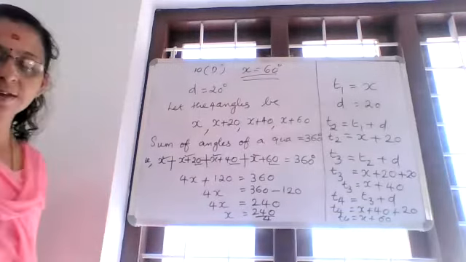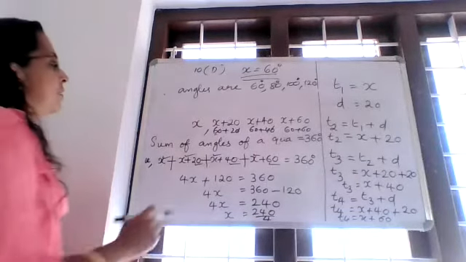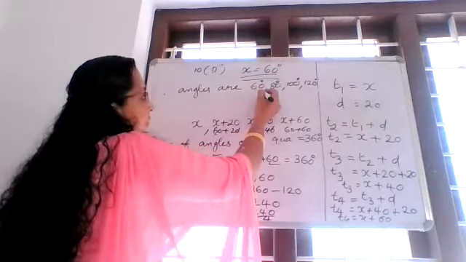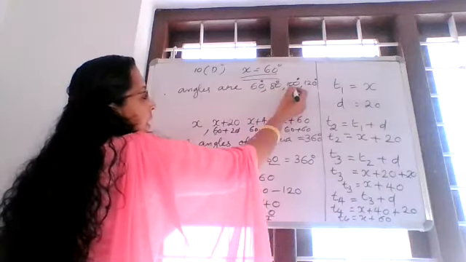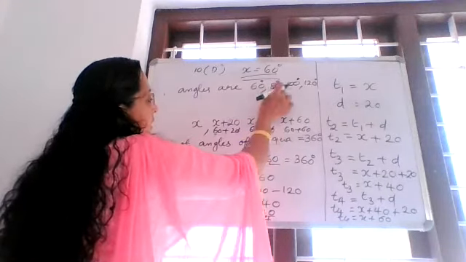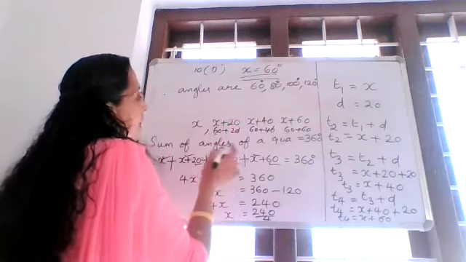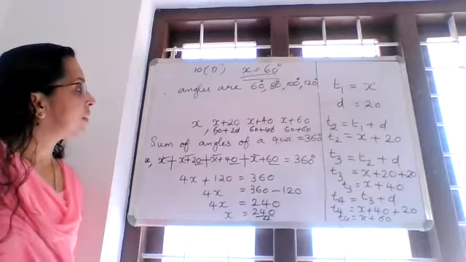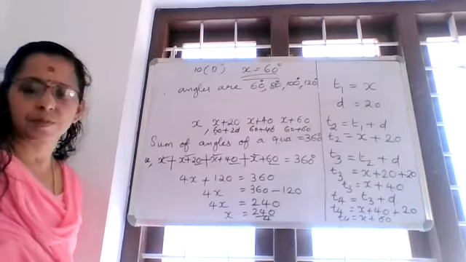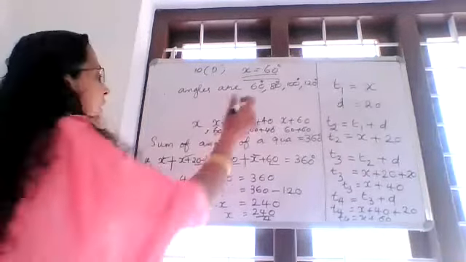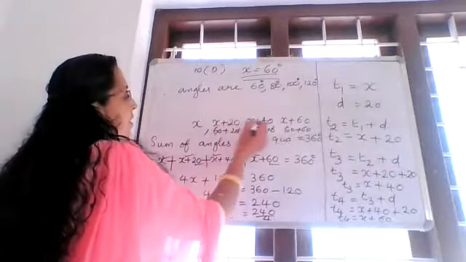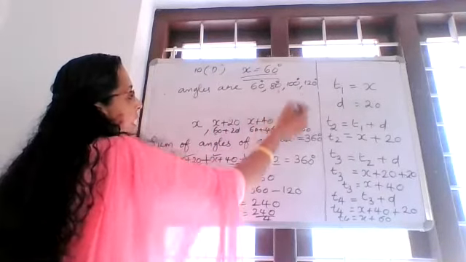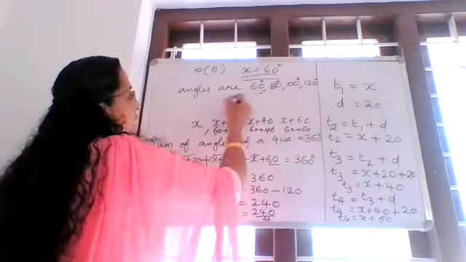Therefore, the angles are 60 degrees, 80 degrees, 100 degrees, 120 degrees. Mark it. Adding 60 plus 20 you get 80, then 60 plus 40 is 100, then 60 plus 60 is 120. Therefore the angles are 60, 80, 100 and 120 degrees.